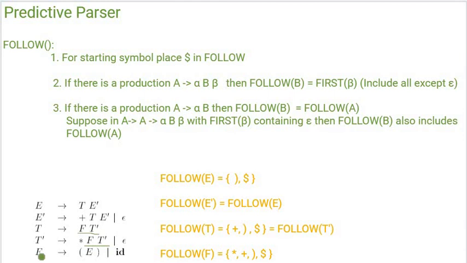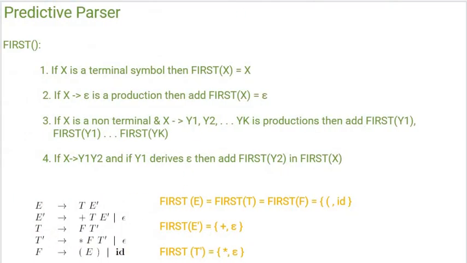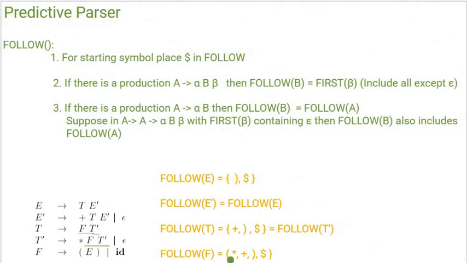So finally the follow of F. You have to look for the production in which you have F in the right hand side. So here you have, so follow of F will be first of T dash. So what will be the first of T dash? Already we computed, right? First of T dash will be star and epsilon. So we have to include star. Then instead of epsilon, you have to include follow of T. So what will be follow of T? Plus, closed bracket, dollar. So that we are just including. So this is how we have to calculate the first and follow.